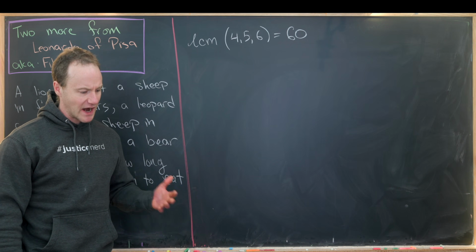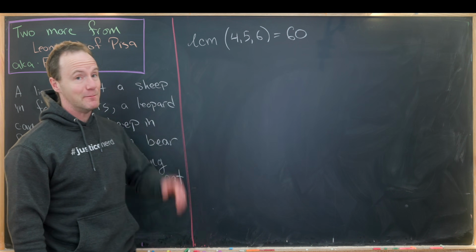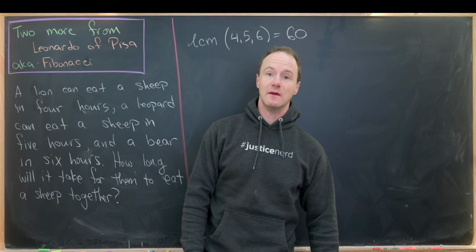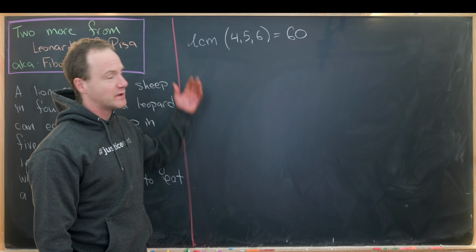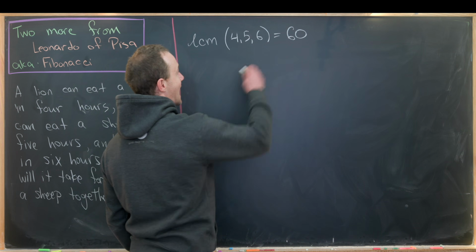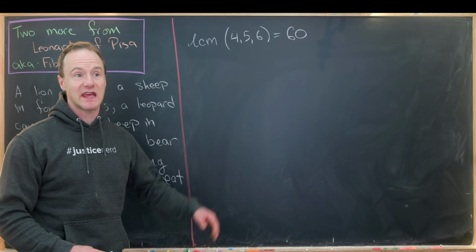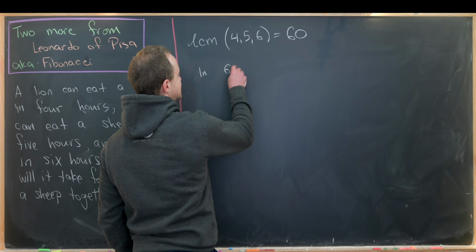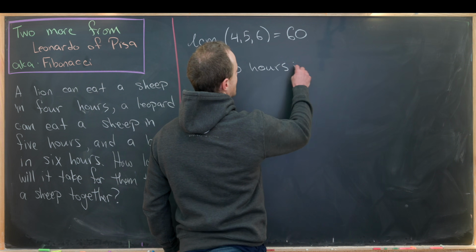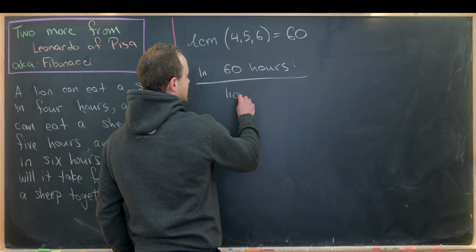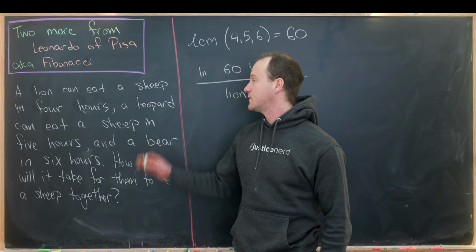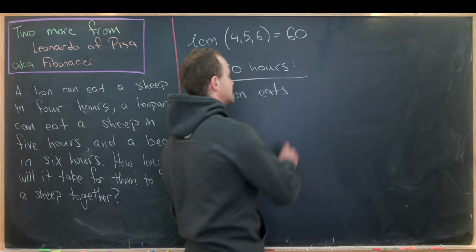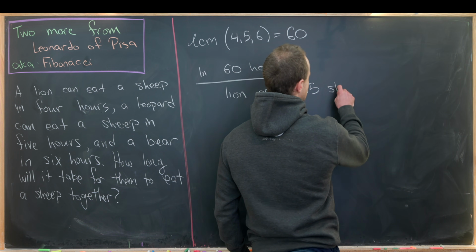Now you might ask, why do we want to do this? Well, this is the best way to compare the speed of the lion, the leopard, and the bear. And how can we use this 60? Well, we can look at how many sheep each of these animals can eat in 60 hours. So let's write this down. In 60 hours, what do we have? So the lion eats how many sheep? So if it takes 4 hours to eat one sheep, in 60 hours it can eat 15 sheep. So here this is 15 sheep.